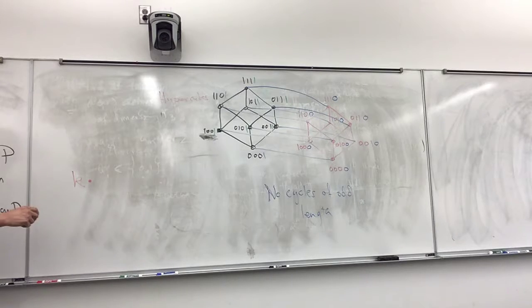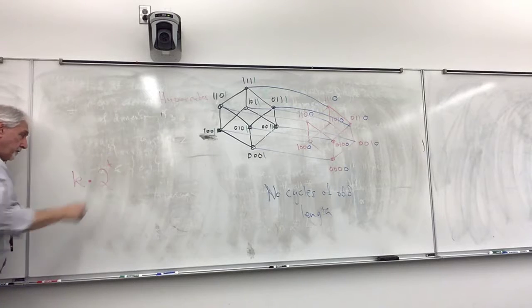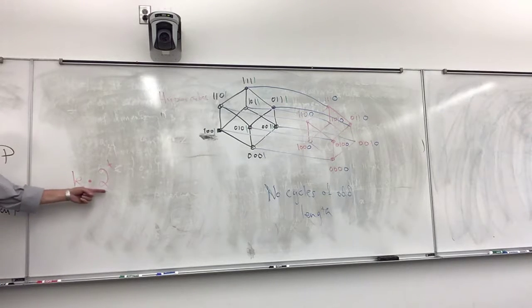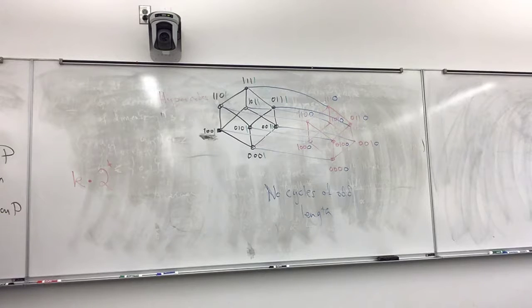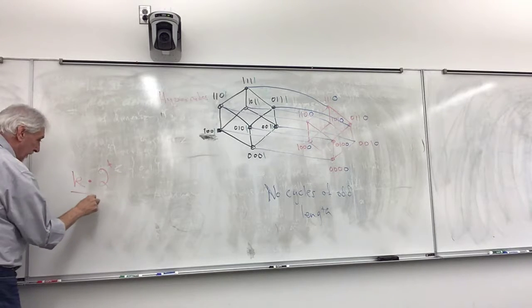2 to the power of k. So I have 2 to the k vertices of degree k. What am I saying? That's 2 to the k vertices of degree k, but that's not the number of edges. This would be the sum of the degrees, and so the sum of the degrees is twice the number of edges.